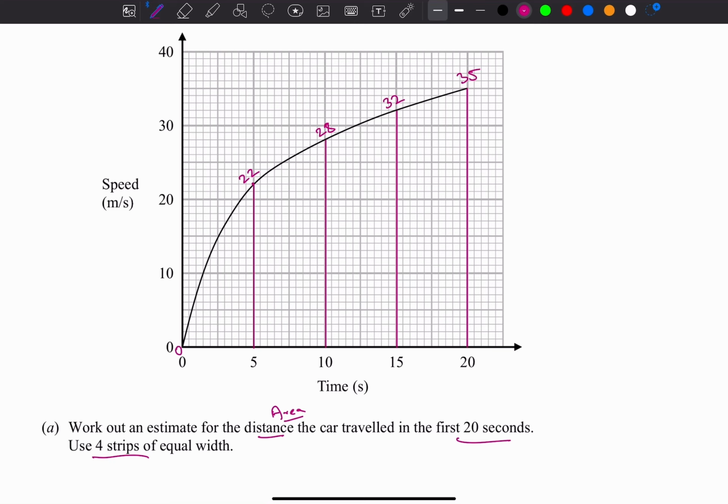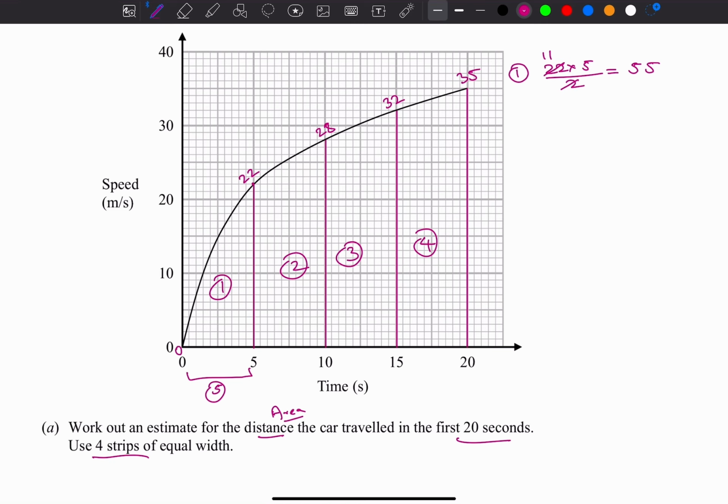The first one, I'm going to go 1, 2, 3, 4. I'm just going to try to work out the areas of these. Strip 1 is a triangle, remember. What is the base of the triangle? Remember, the base, or you can call it the height, whichever you want. It's 5. Everything is going to technically have a height of 5. So it's 22 times 5 divided by 2, because it's a triangle. 22 divided by 2 is 11. 11 times 5, 55 meters.